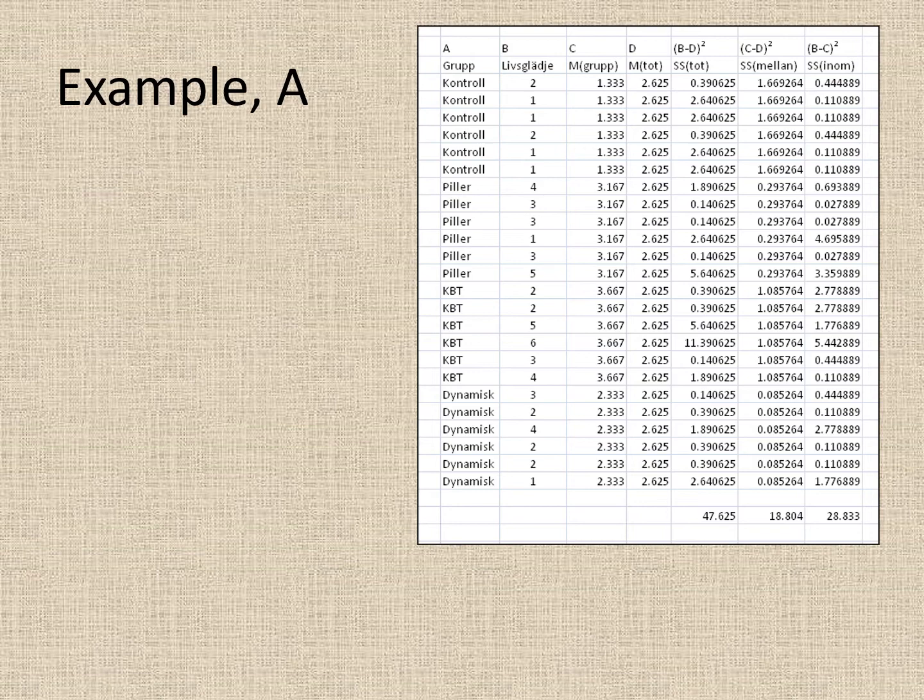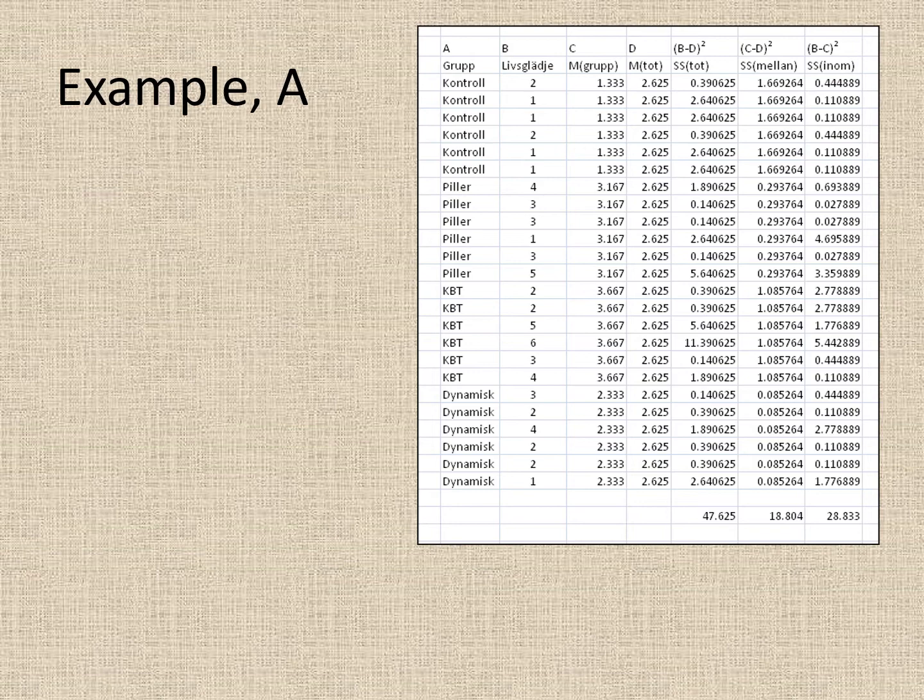Total sum of squares. We take each individual value minus the total mean and square that and sum it. 47.6. That's the variation in life satisfaction among these 24 individuals. Between group sum of squares, in each row we take the sample mean minus the total mean, square that, and take the sum. 18.8.